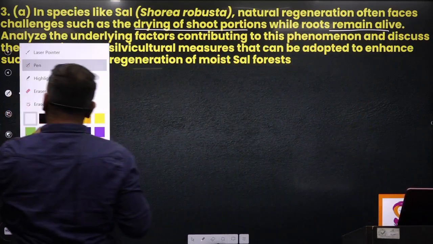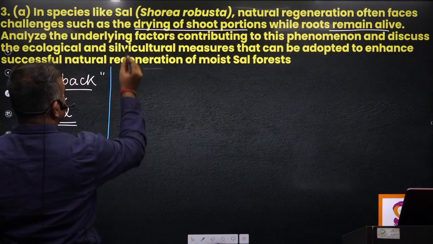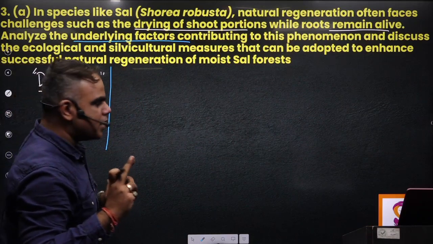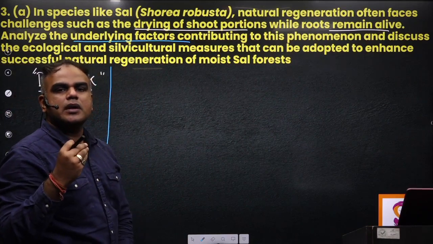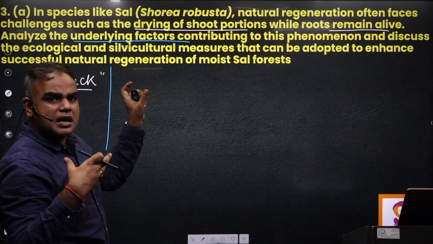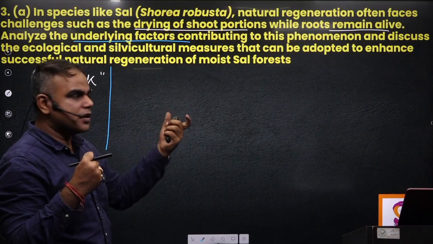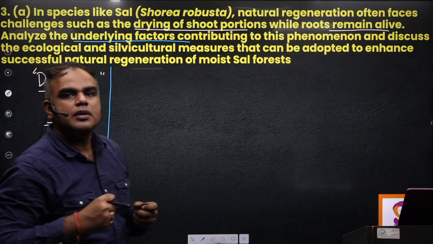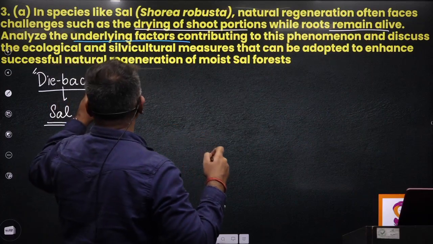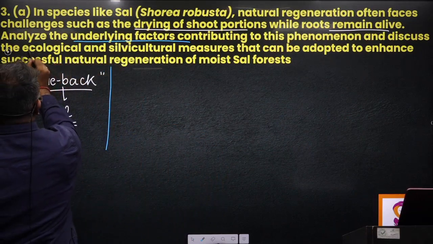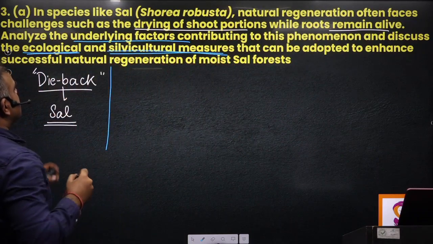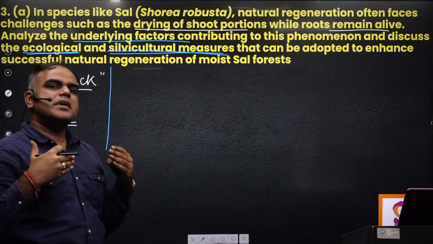Now the question says analyze the underlying factors contributing to this, number one. For any forester or silviculturist who wants to ensure proper regeneration of moist sal forest, this becomes a hurdle, a bottleneck. So we need to understand why this happens, number one. Plus, what ecological steps and silvicultural measures can be taken so that this problem can be overcome.